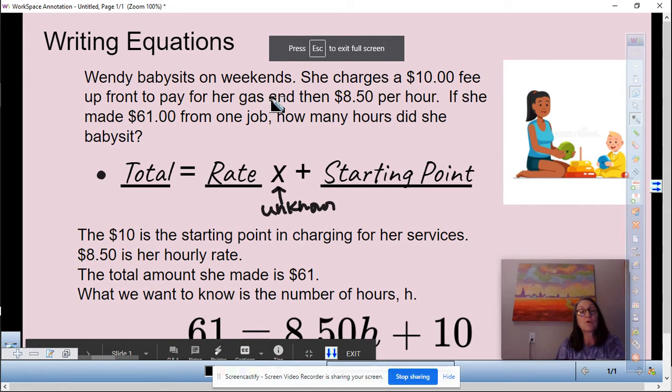Now let's look at this simple word problem. Wendy is babysitting on weekends, and she charges $10 right up front to pay for her gas because she drives to her jobs. And then she gets $8.50 an hour. If she made $61 from a job, how many hours did she work?